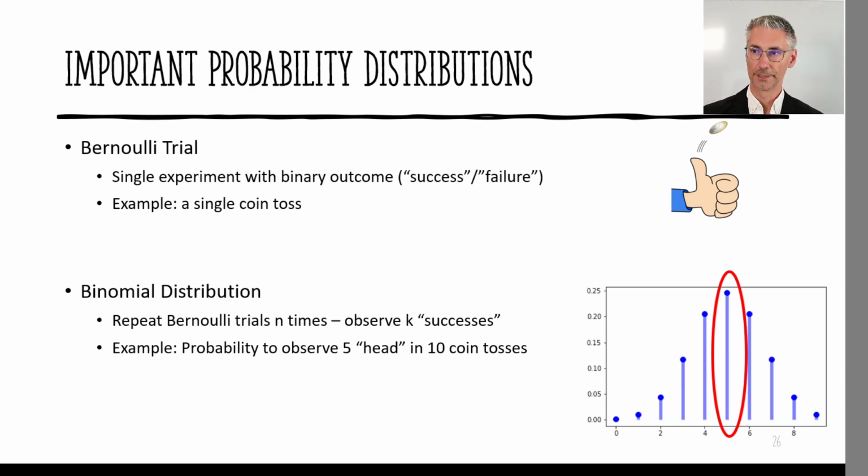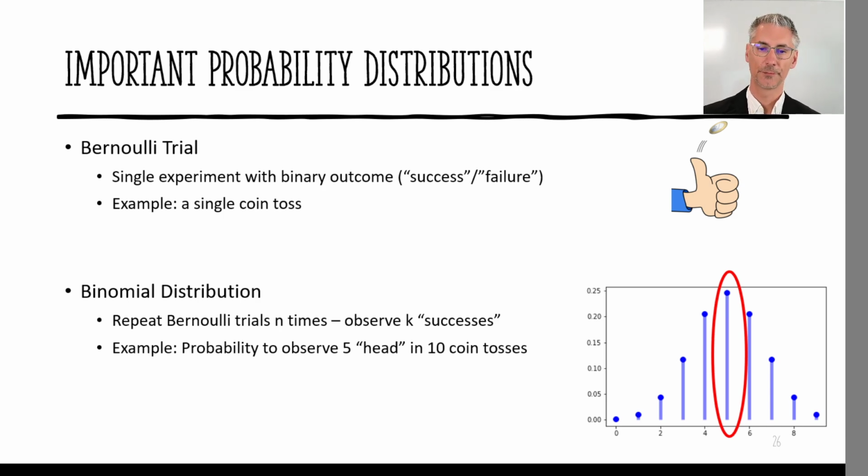When we deal with probabilities, now that we've covered random variables and what probabilities are, we need to describe a few very important probability distributions that these random variables describe. The simplest one we've already discussed, it's called the Bernoulli trial. It's a single experiment with a binary outcome, success and failure, or head or tail, like our single coin toss.